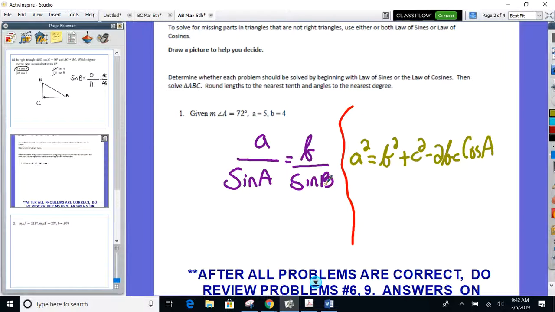So if you start plugging in the law of cosines and you have a B and a C remaining, something went wrong. Okay, the only thing I'm going to ask you to solve for is A or the angle, just like you did last night. If you find yourself solving for B or C, something went wrong.